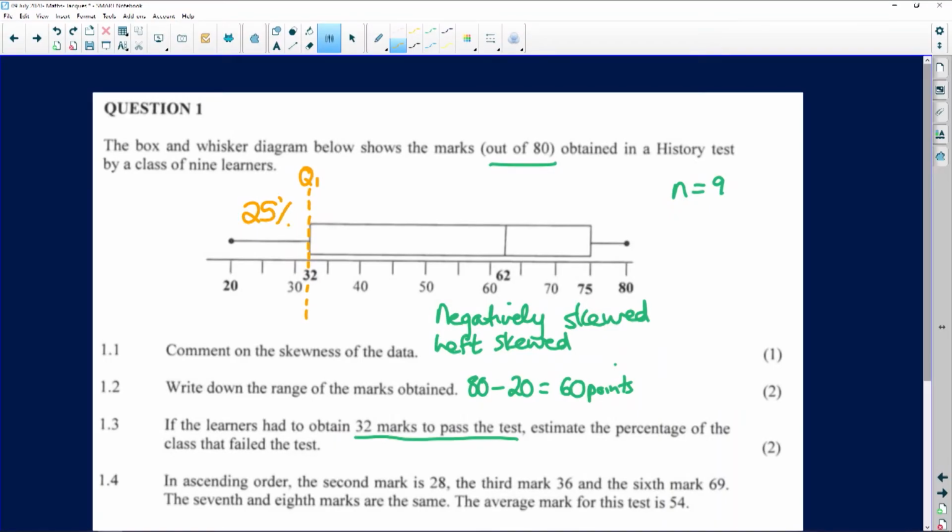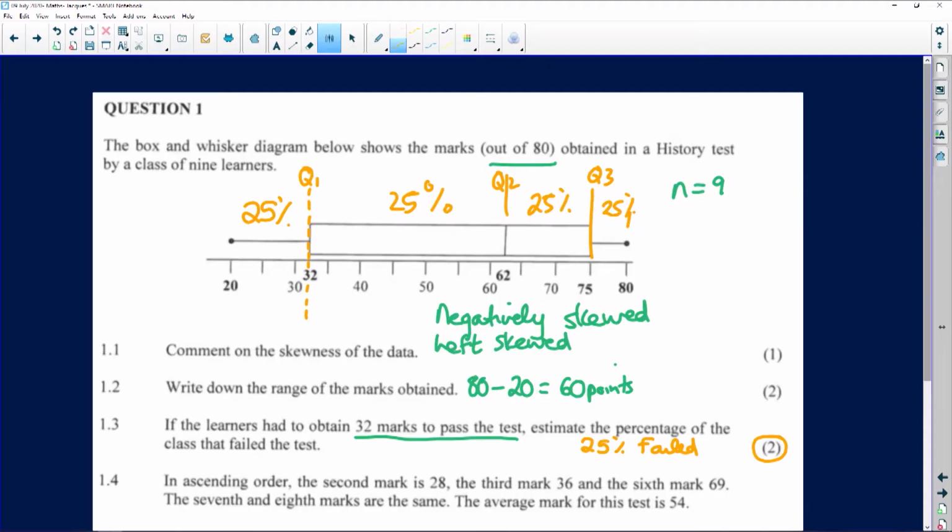Below quartile 1, there's 25% of your data. From quartile 1 to quartile 2, there's another 25%. Quartile 2 to quartile 3, there's the next 25% of the data, and then the last 25% lies between quartile 3 and the top value in your data range. So the estimate is 25% failed the test. Another 2 marks for something that you're supposed to know. So please, folks, don't throw marks away by not knowing your work.